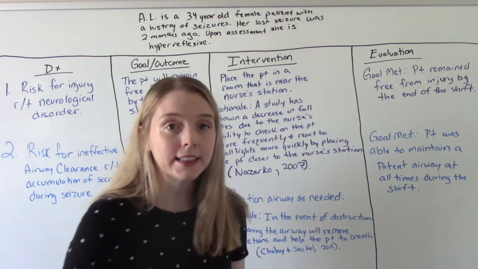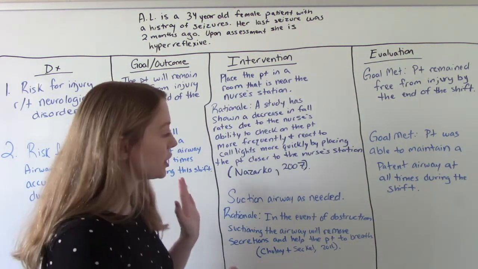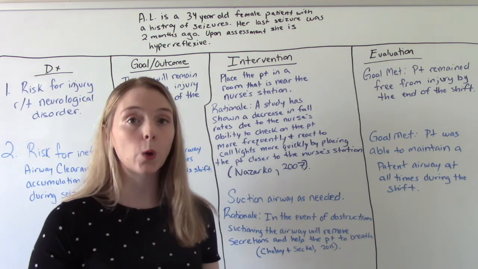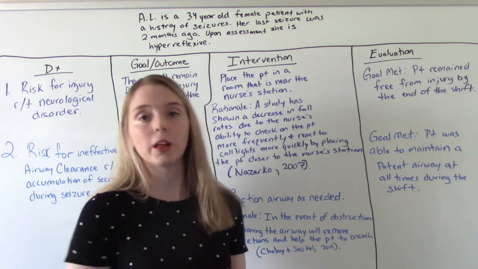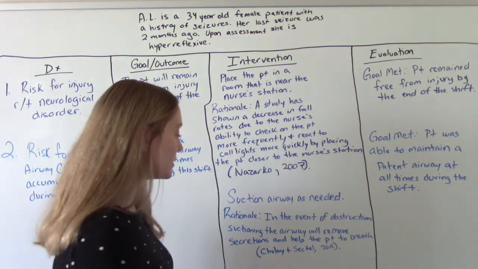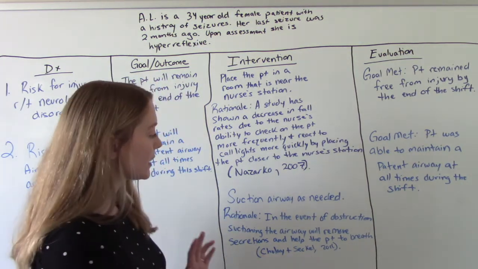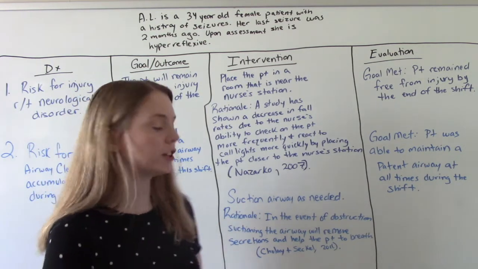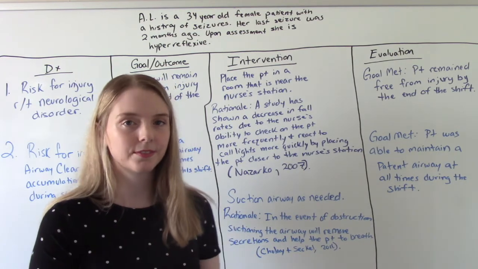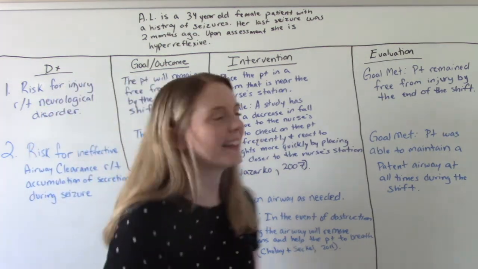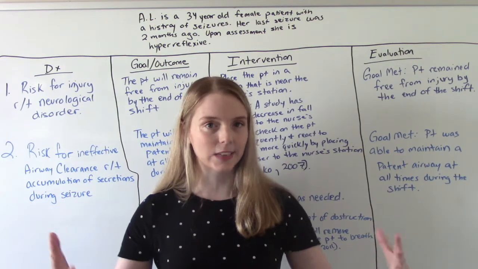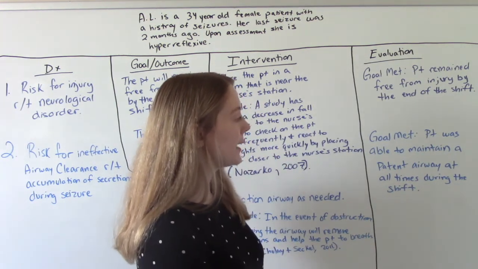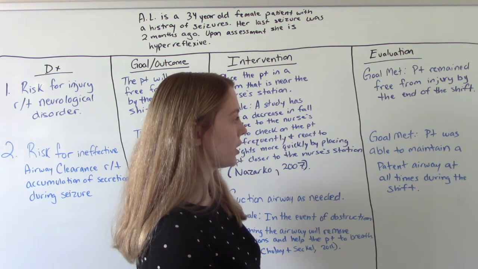And then how are we going to meet that goal? Suction the airway as needed. So if she were to have a seizure, we would have suction equipment ready and available and we would suction her airway. The reason we're doing this, in the event of an obstruction, suctioning the airway will remove secretions and help the patient to breathe. So that's pretty simple, right? And let's say, yes, this has happened, we've done it successfully. So our goal was met. The patient was able to maintain a patent airway at all times during the shift.